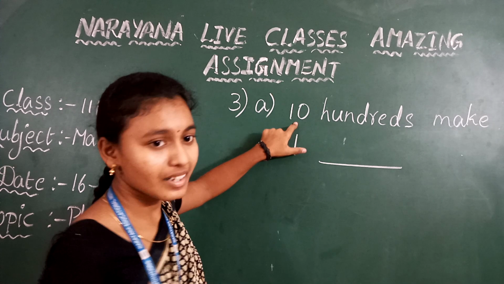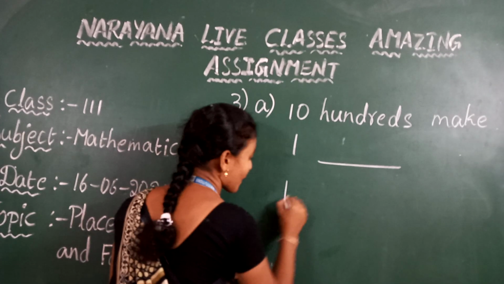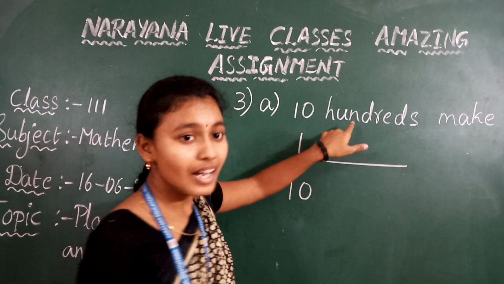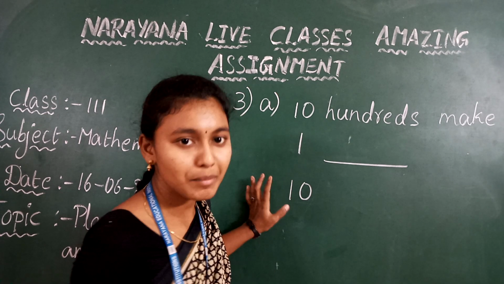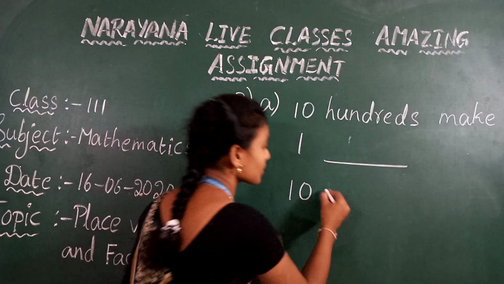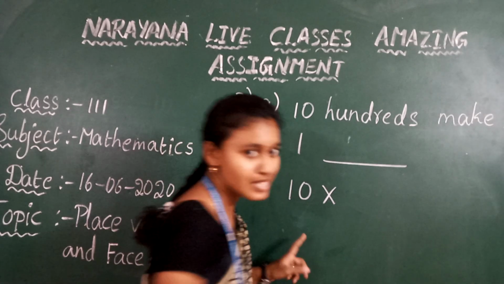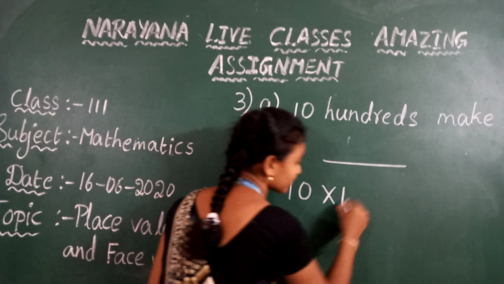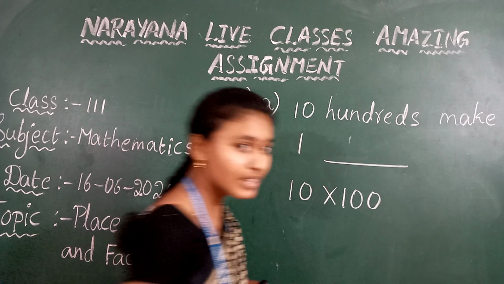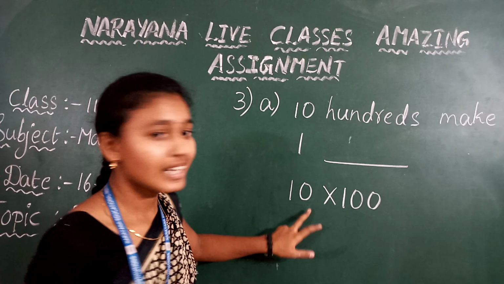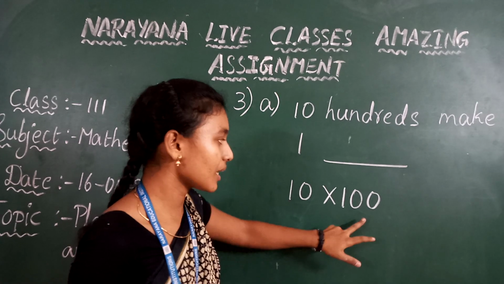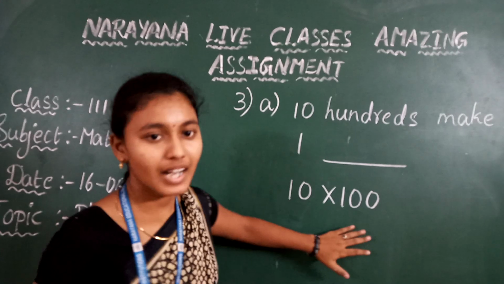Okay, first 10 is given, no? So first write 10. 10 hundredths. So here we have to multiply. Do you know the multiplication symbol? Yes, into is the multiplication symbol, right? Next, 10 hundredths. So write 100. Now we have to multiply 10 into 100.